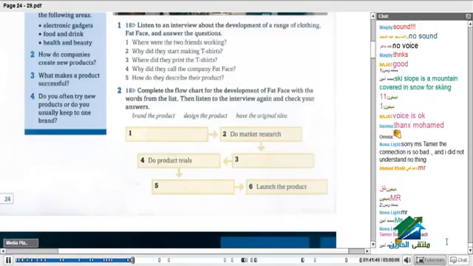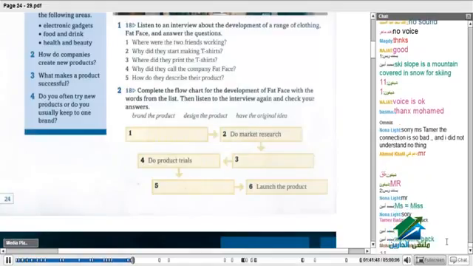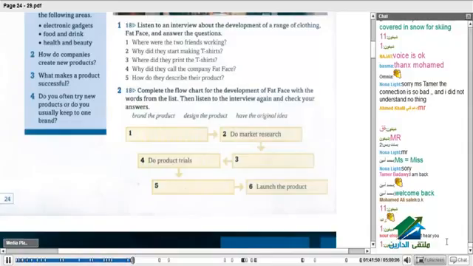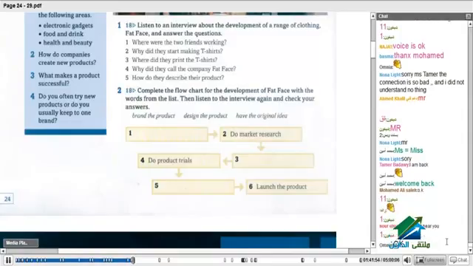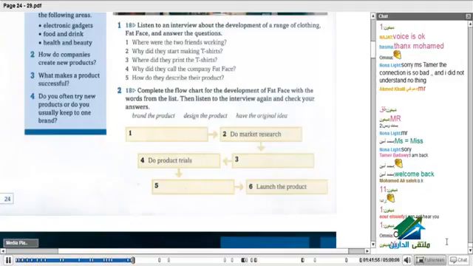So let's have the exercises. So again, we focus on the process or development of any product in the market. We start with the original idea. Please repeat it with me. Original idea. Then market research. Product trials. Number 3 will be design the product. Are you guys following me?